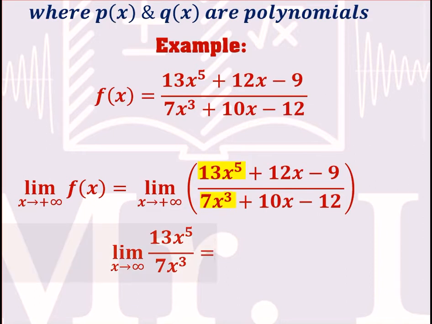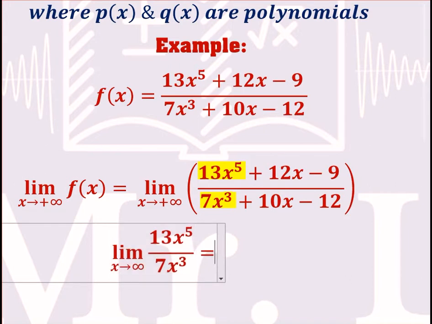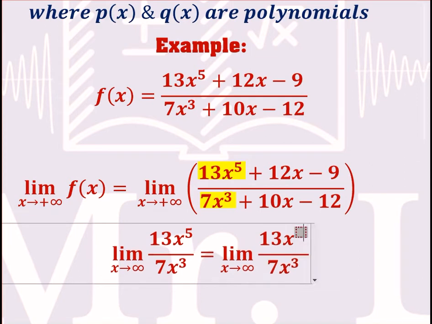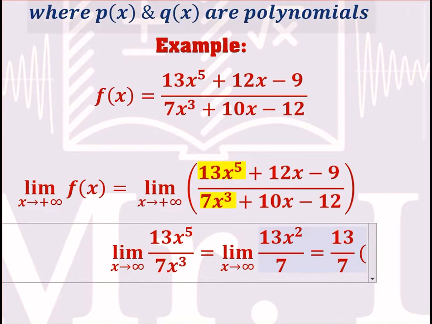Then after that, you simplify this term. So you simplify between x power 5 and x power 3. So the result here will be x power 2, and as you see, we don't have any x anymore in the denominator. Then this will give 13 over 7 multiplied by infinity. So this will give 13 divided by 7 multiplied by infinity, and so the answer is simply plus infinity.